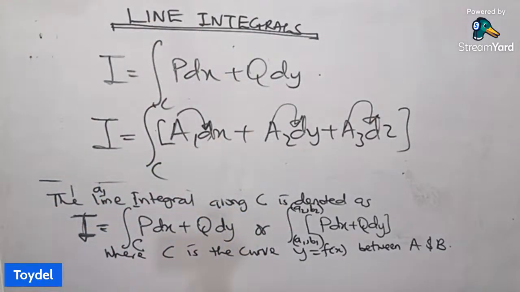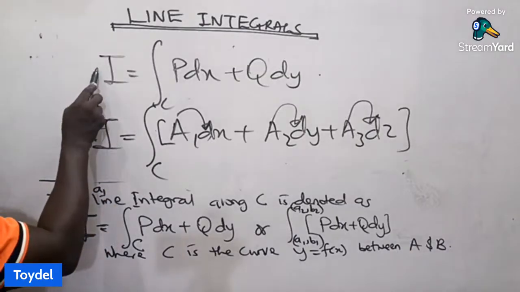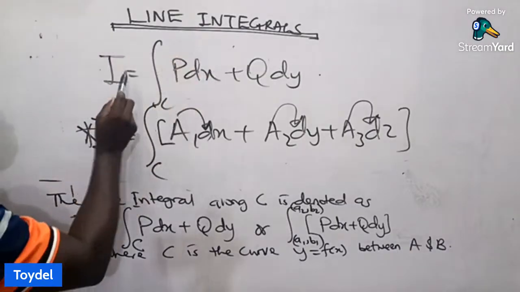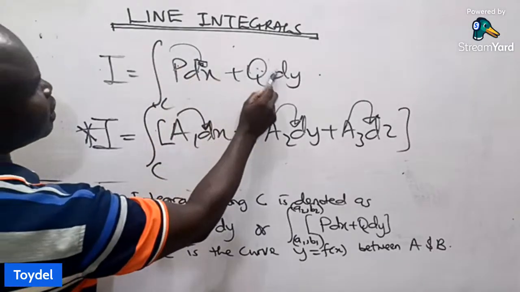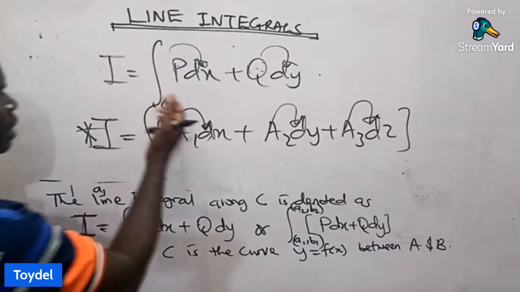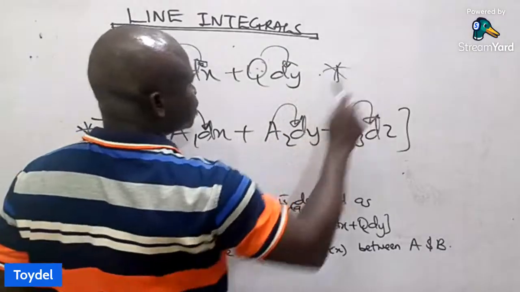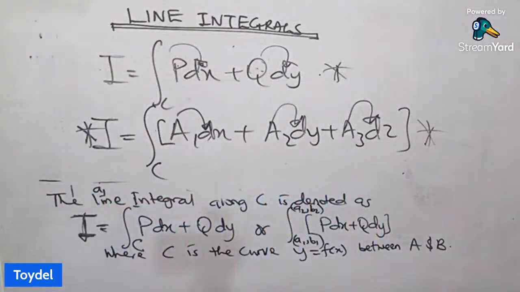So when we want to find the line integral in three-dimensional space, we go ahead and apply this. But when we have two-dimensional space, that is the xy plane, P is a function of x and Q is a function of y. So depending on what we are given and what we are required to find, this is how to find the line integral when it is two-dimensional, the xy plane. Then when it is three-dimensional, we go ahead and find this.